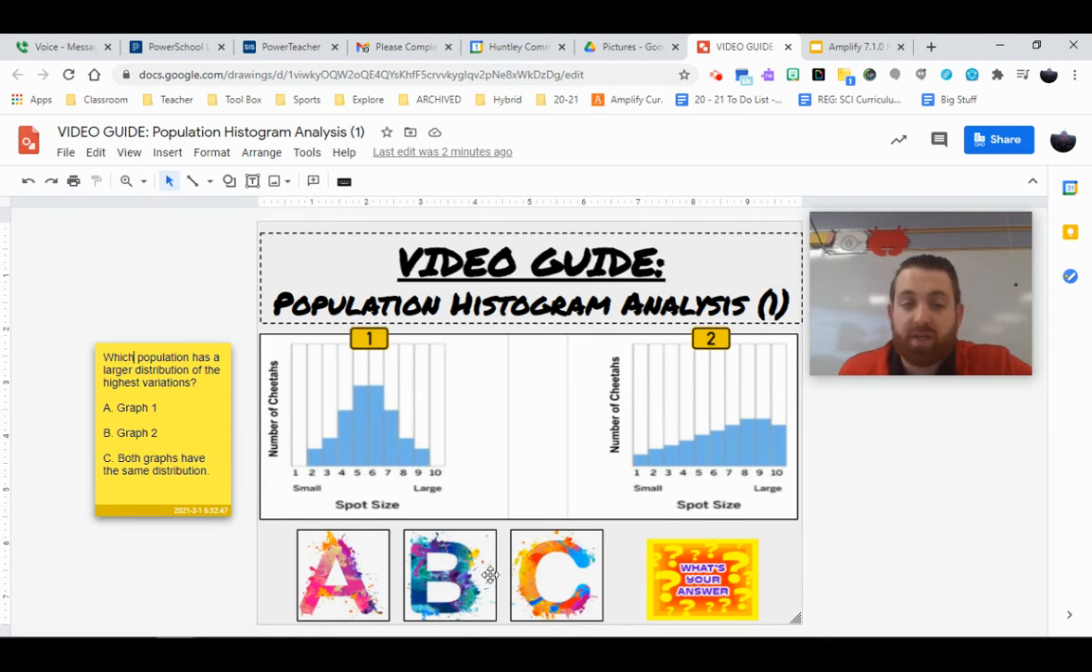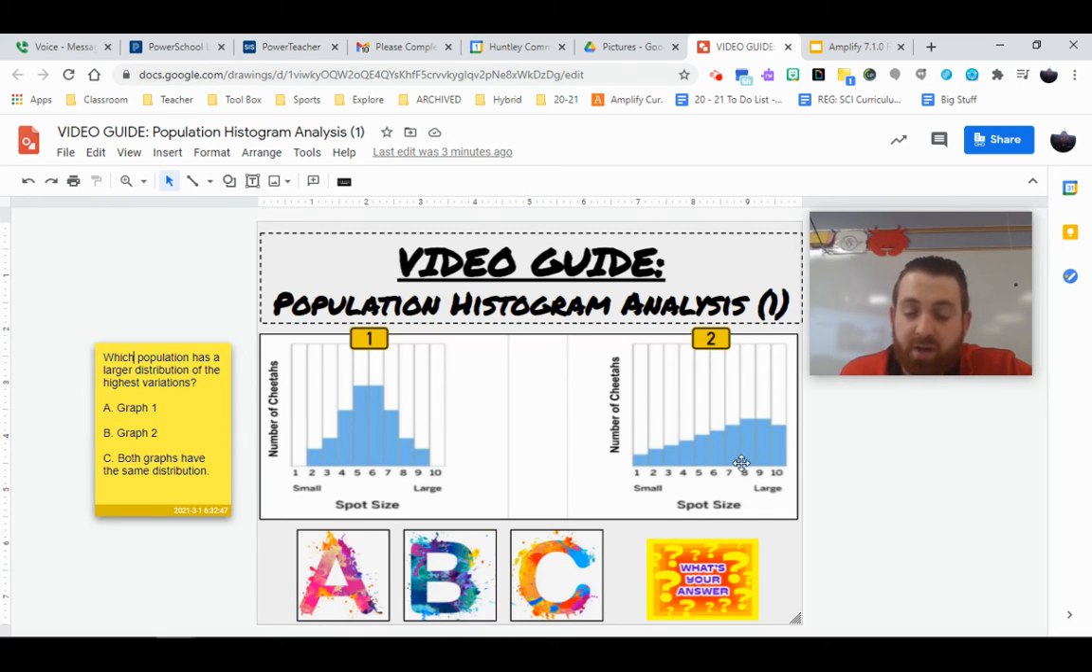A, B, or C? Well, if we look at our distribution here, graph 1 has distributions of traits only within variation 2 through 9. So it's actually missing 1 and 10. Versus the second graph here has some level of distribution, whether it's low or whether it's high, in all 10 of our variations.